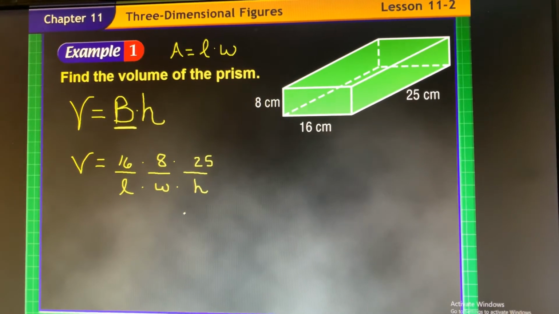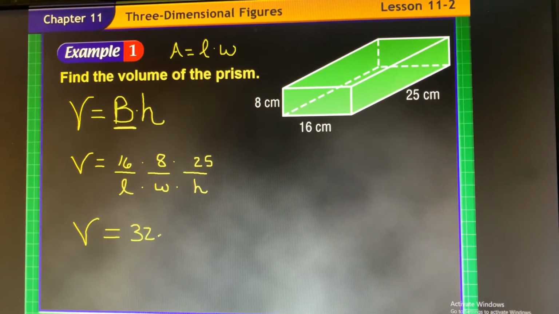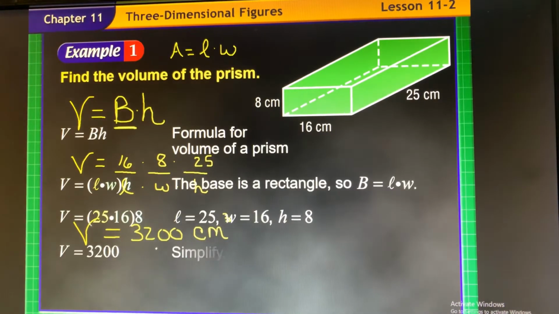And then remember, volume is about counting cubes. Surface area will be about counting squares. So surface area will be in squared units, whereas volume will be in cubic units. So once I do 16 times 8 times 25, I get 3,200 centimeters cubed, because we're counting how many cubes can fit into the figure. So that's how you find volume of a rectangular prism. Pretty easy. 3 lines.